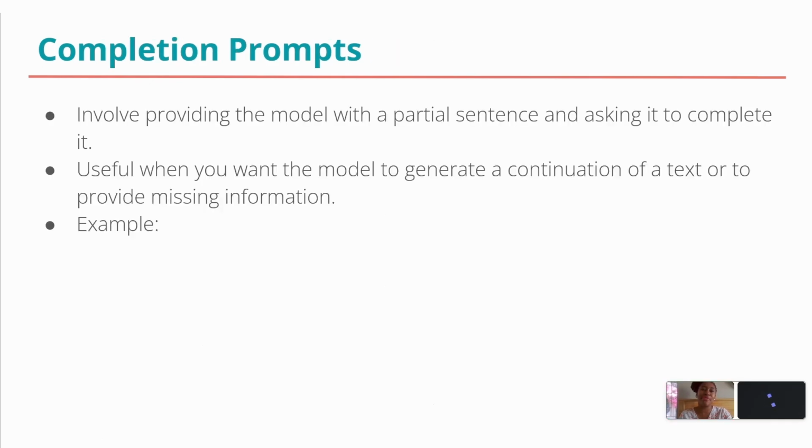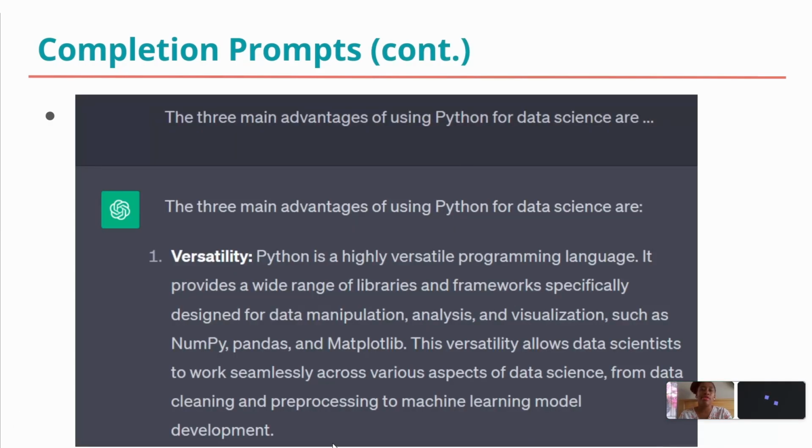Okay, so the next type of prompt we're looking at are completion prompts, where you give a partial sentence and you ask ChatGPT to complete it. It can help when you have some information and you need ChatGPT to give you the rest, but it can also help a lot in case of just trying to be more creative with something, not wanting to say something the way you would have said it, trying to see another point of view, then you can add it to yours. So here, for example, I say the three main advantages of using Python for data science are, and then it can just start continuing for me.